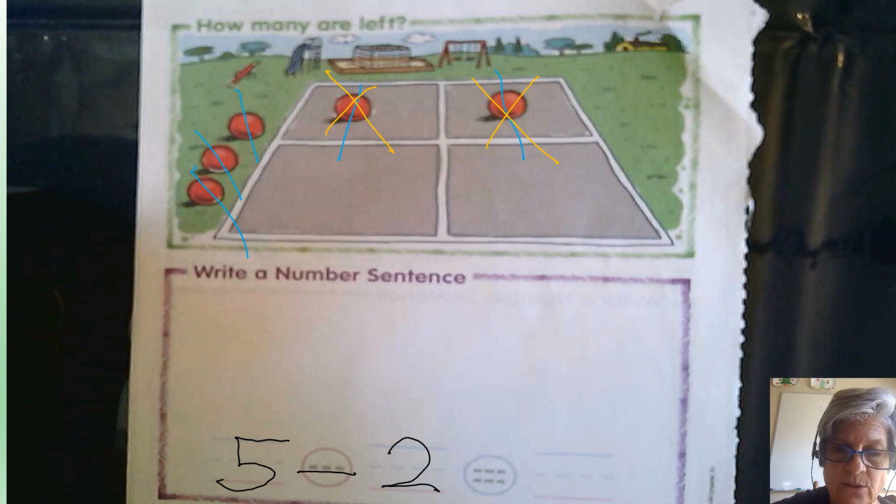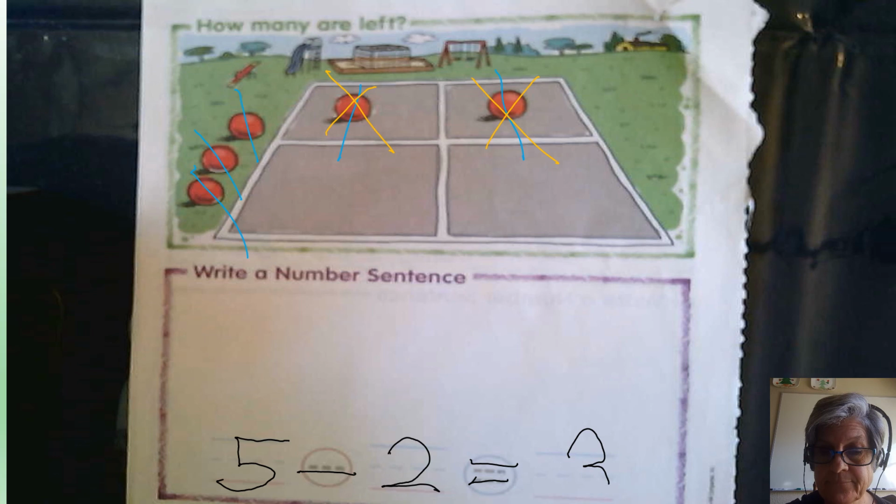Now trace the takeaway symbol. The equal symbol. So it says 5 minus 2 equals. Please make sure that you do that on your paper. Then we're going to count the balls that are on the lawn still. Let's count them. 1, 2, 3. And write the number 3. Good job. So your story goes 5, take away 2, equals 3.